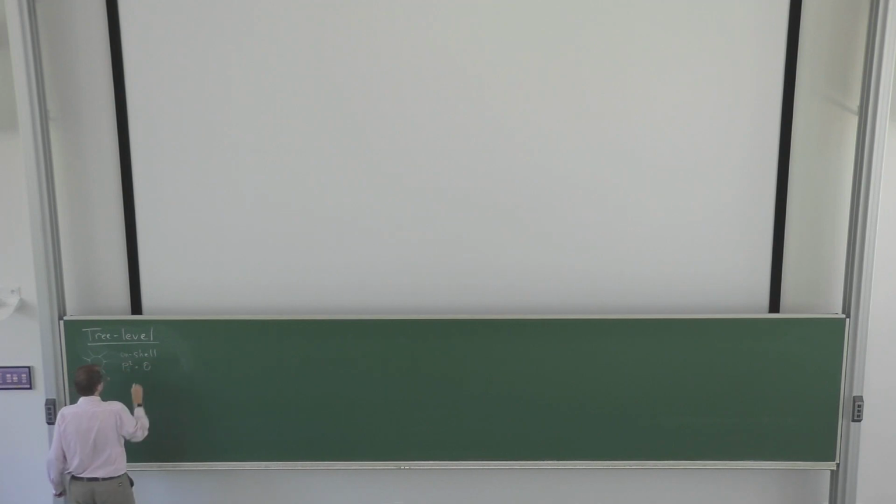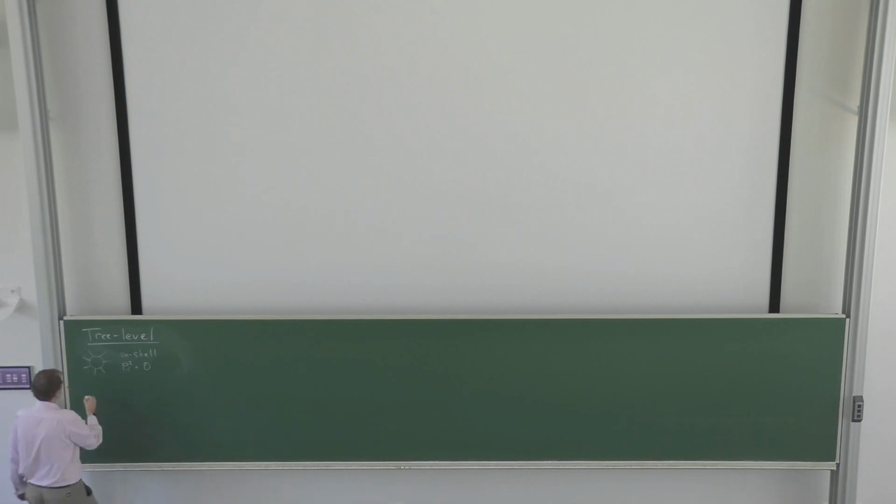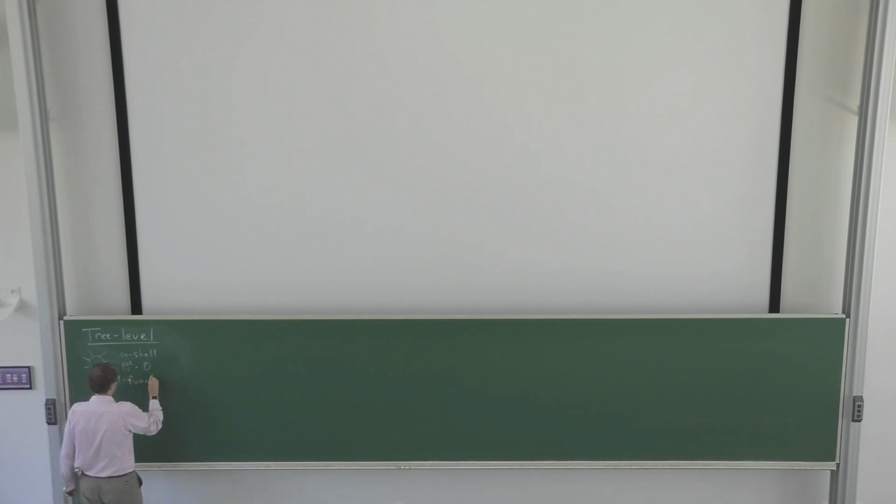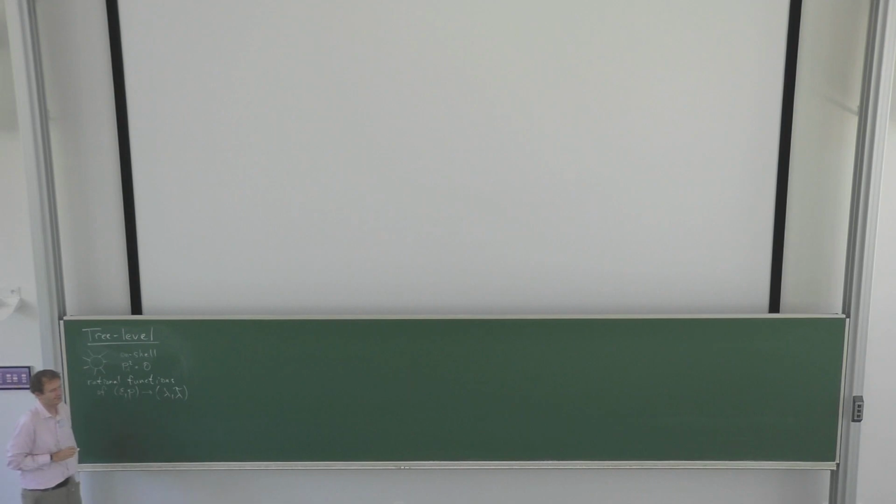massless. These are at tree level, these are rational functions. And in the spinor helicity formalism, rational functions of epsilon and p, polarization vectors or tensors in case of spin 2, and momenta, and we introduce these new variables, lambda, lambda tilde, spinor helicity. So in the end, it's just a function of lambda, lambda tilde.